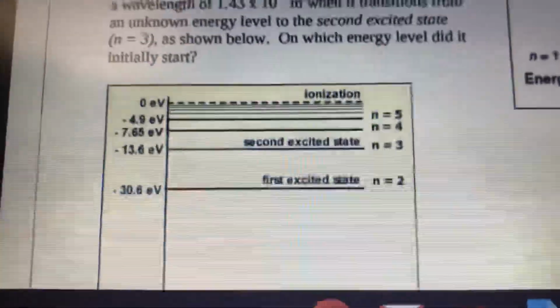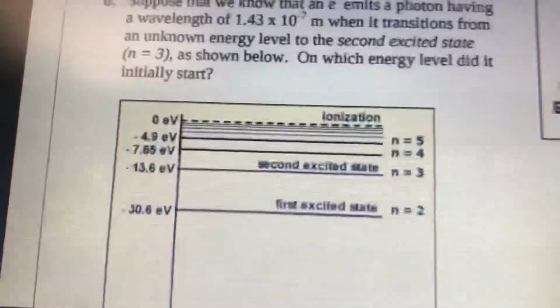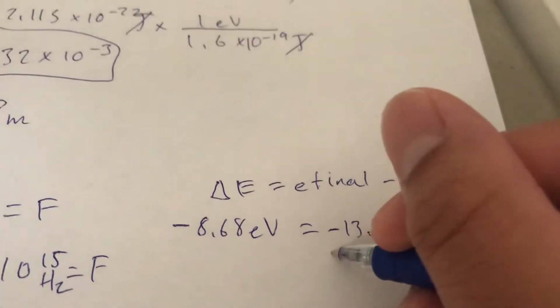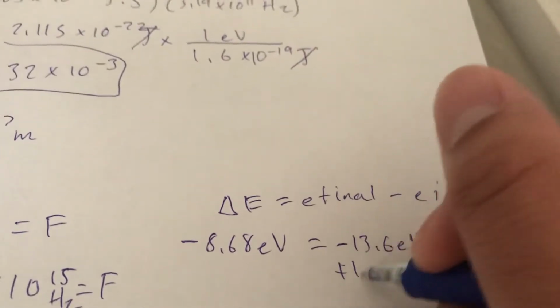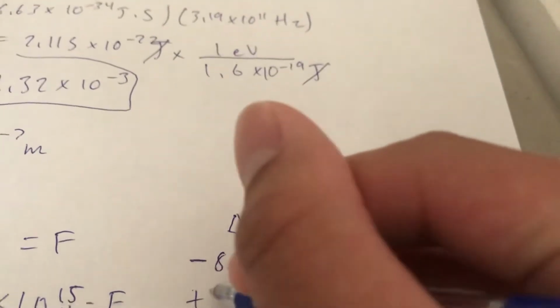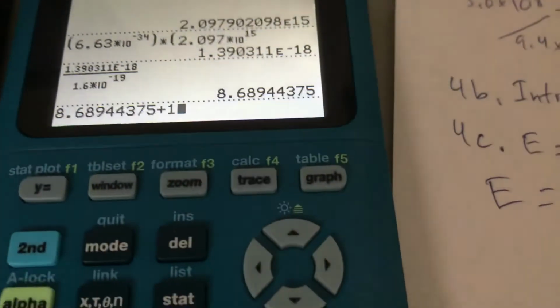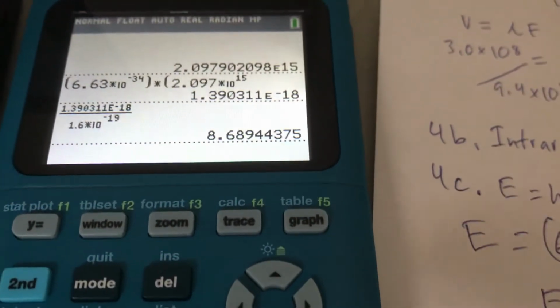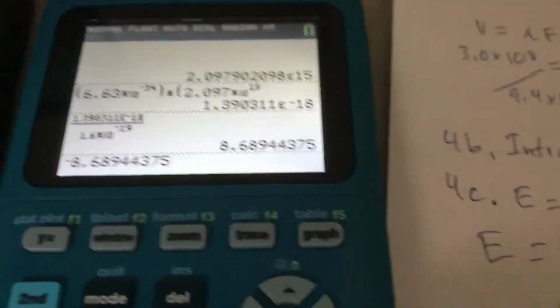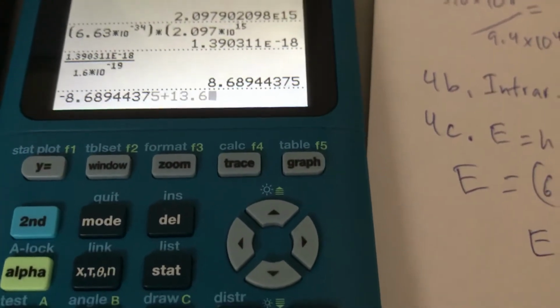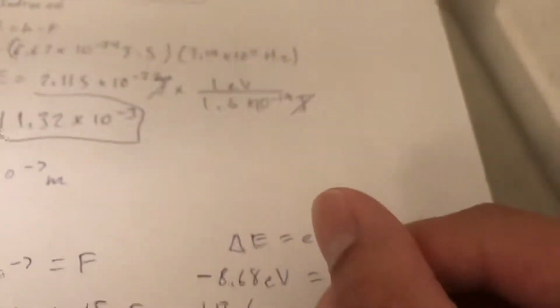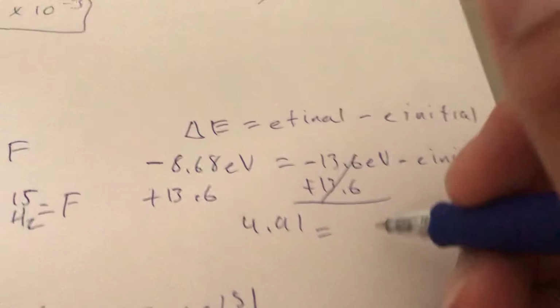Although the delta E is positive, we can see that in order to get to n equals 3, your delta E has to be negative. So your delta E is negative. And then you're going to add 13.6 to each side. Let me make this negative first. So then we get about 4.91 is equal to our E initial.